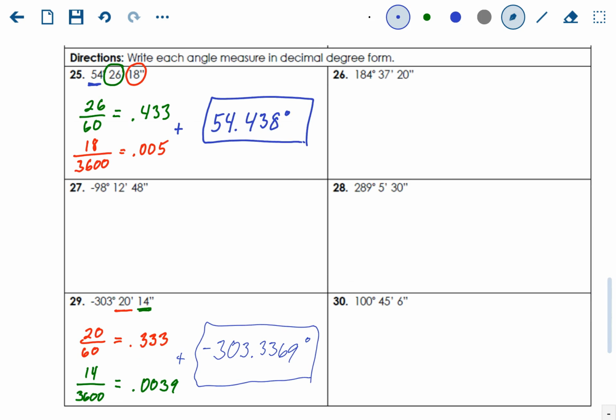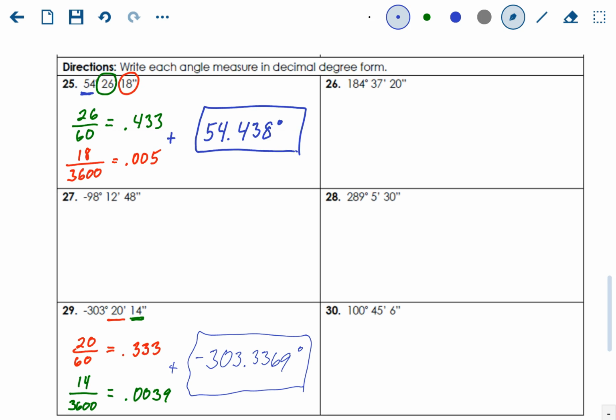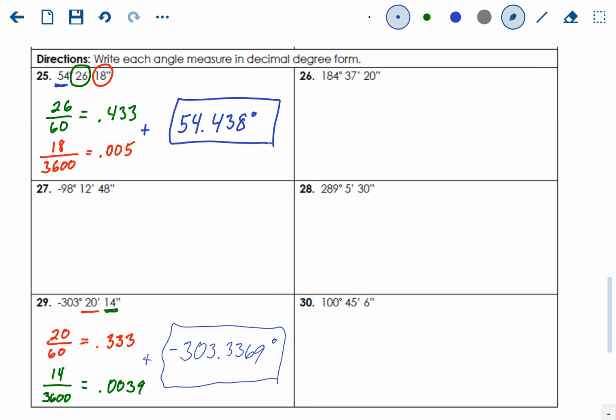So like I said, try the rest of these, and there's going to be an assignment in Google Sheets where you're not going to have to do new problems. You're just going to do these same problems, but it'll tell you to type in your answer for number 28 or something. All right, that's it for today.